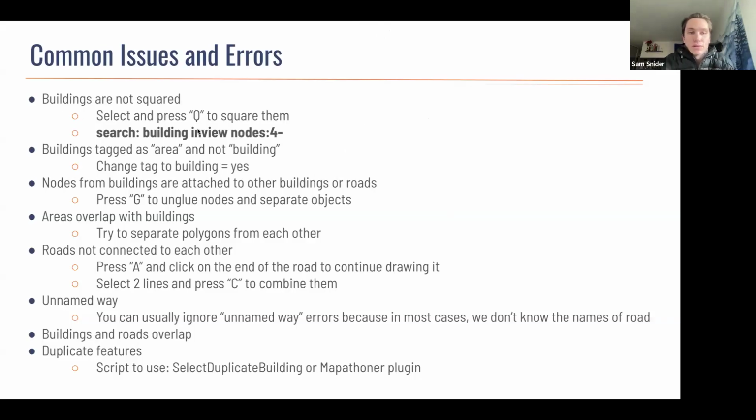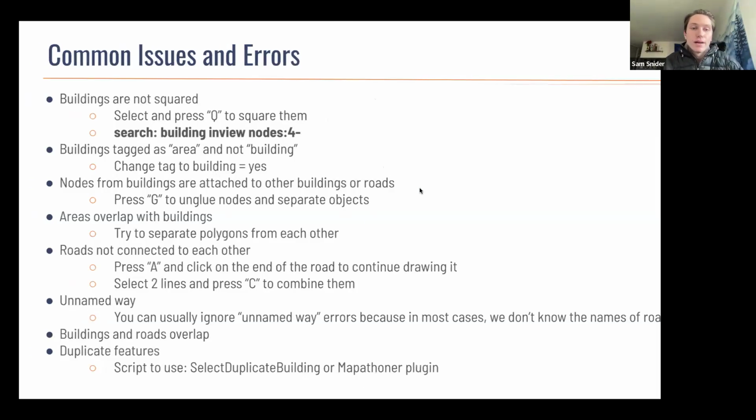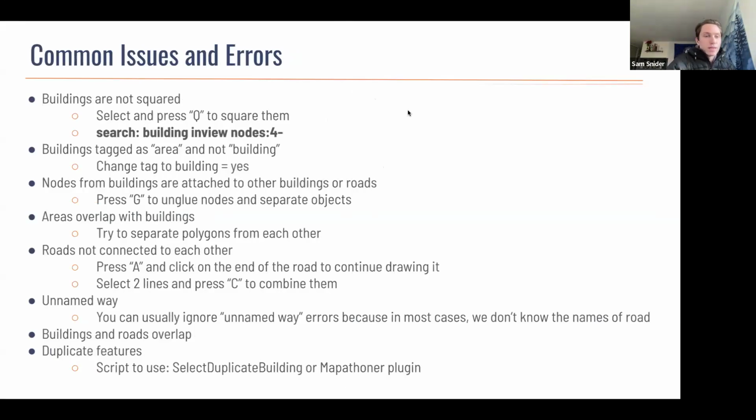We also see that some nodes from buildings are attached to other buildings or roads. You can select the node and then press G to unglue the nodes and separate both of the objects. We see that areas overlap with buildings. You can separate the objects by selecting them and just moving them off from each other. Some roads are not connected to each other, and so you can just select the two end nodes of them and press C, which will combine them together.